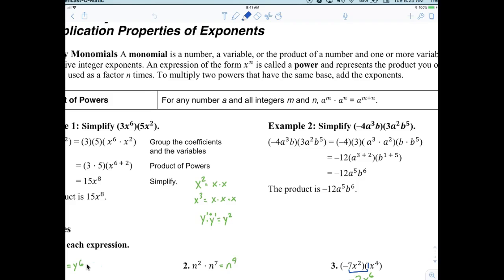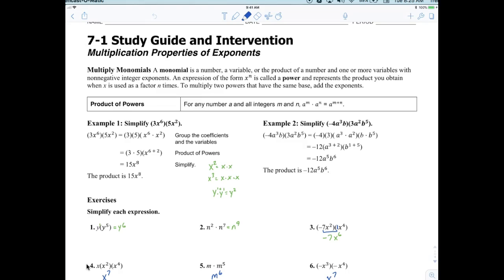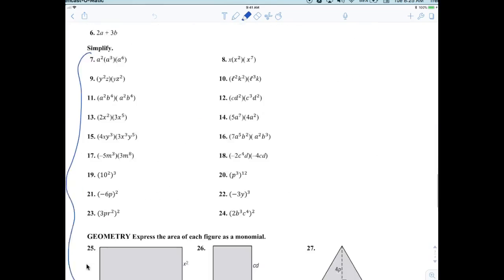All right? So again, monomial just means a single term. All right? Terms are separated by addition and subtraction. Multiplication does not separate terms. All right? So they give you examples. All right? But let's talk about it real quick down here.